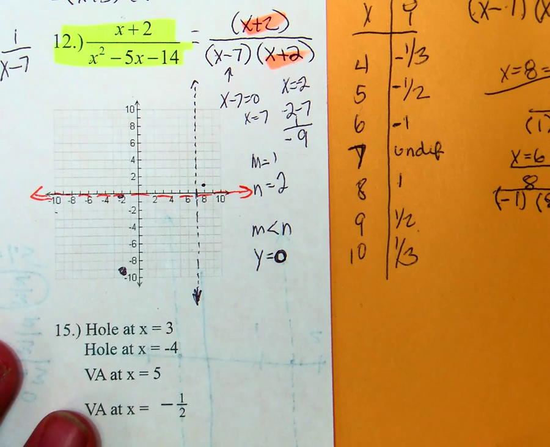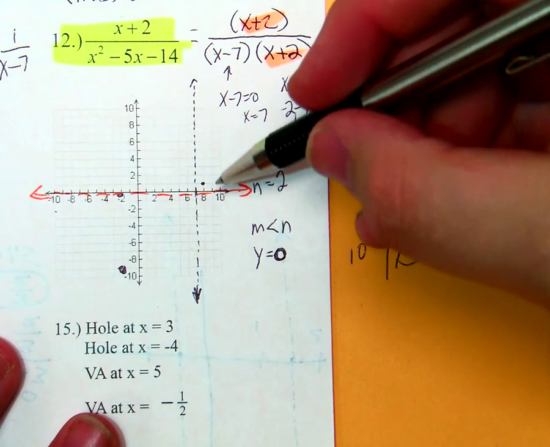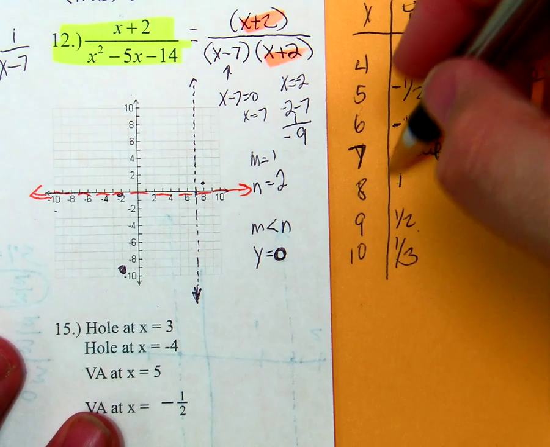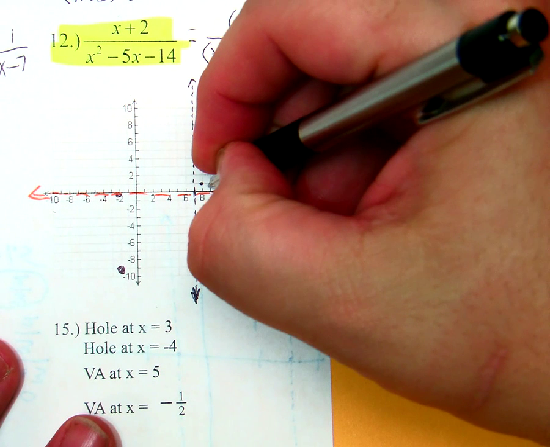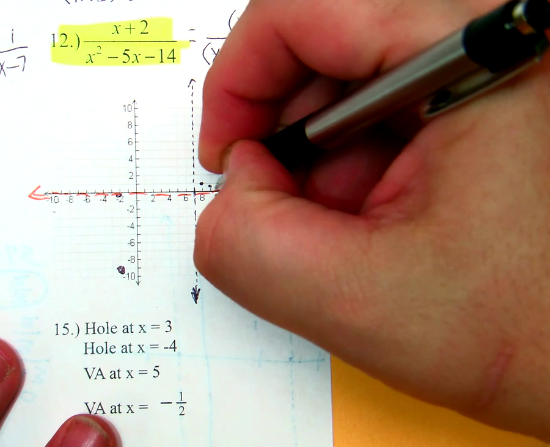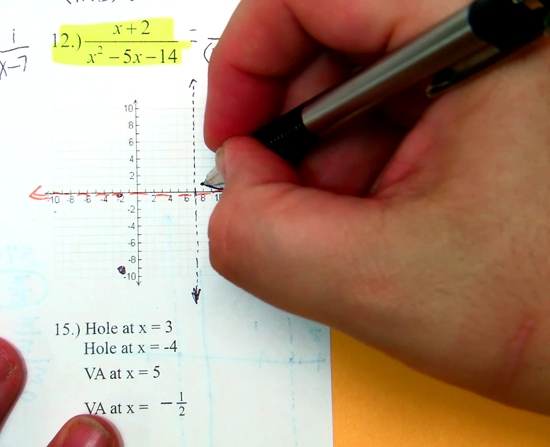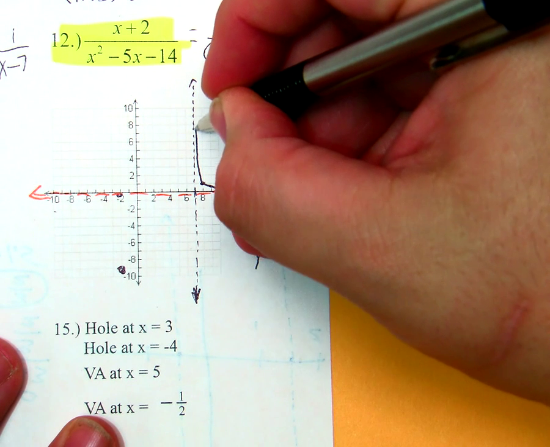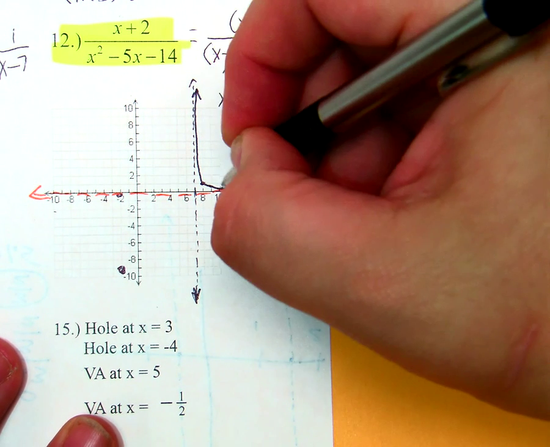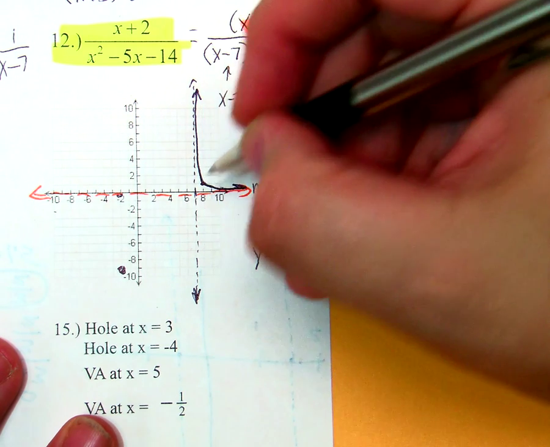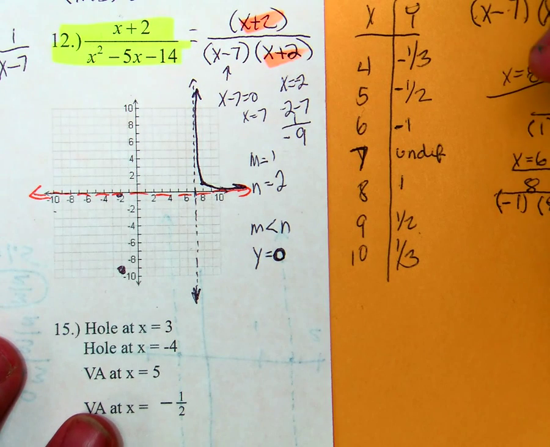1/3. And so what's happening is the graph is going towards the horizontal asymptote, and it's also going towards the vertical asymptote. It's never going to touch either one. It's never going to touch x equals 7 because it'd be undefined, and it's never going to touch 0 because there's no way that you can make it into 0.